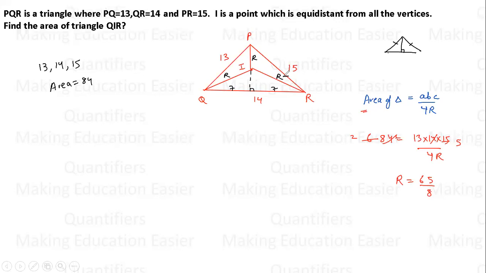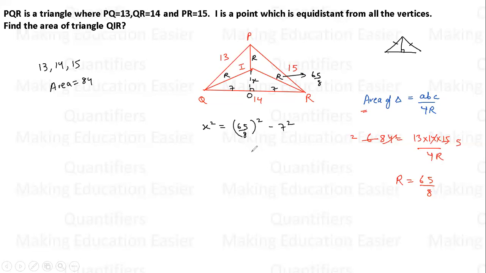Now students, I know that capital R is 65 by 8. In this particular triangle, let's say this point I've taken as O. So in triangle IOR, I can apply Pythagoras theorem. IO, let me take it to be small x. I need to find small x. If I can find the value of x, I'll get the area. So applying Pythagoras theorem, x square will be equal to (65 by 8) square minus 7 square.